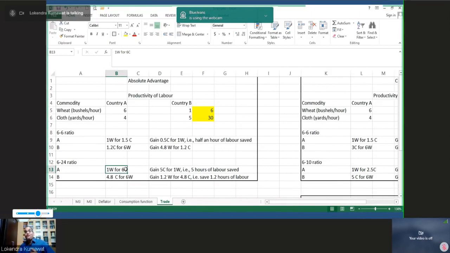Okay, so that's a gain of 5 hours. Please note, in this case, the gain was only half an hour of cloth. Now it is 5 hours of cloth. It's closer to this. On the other hand, look at country B.